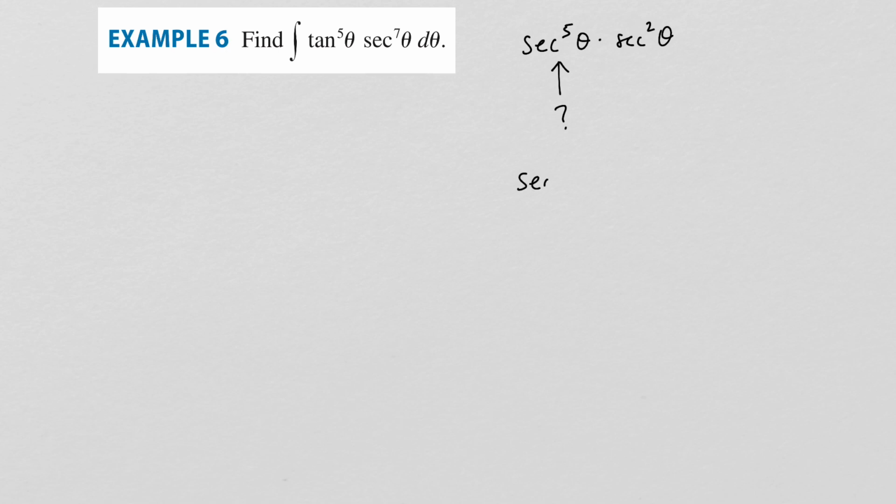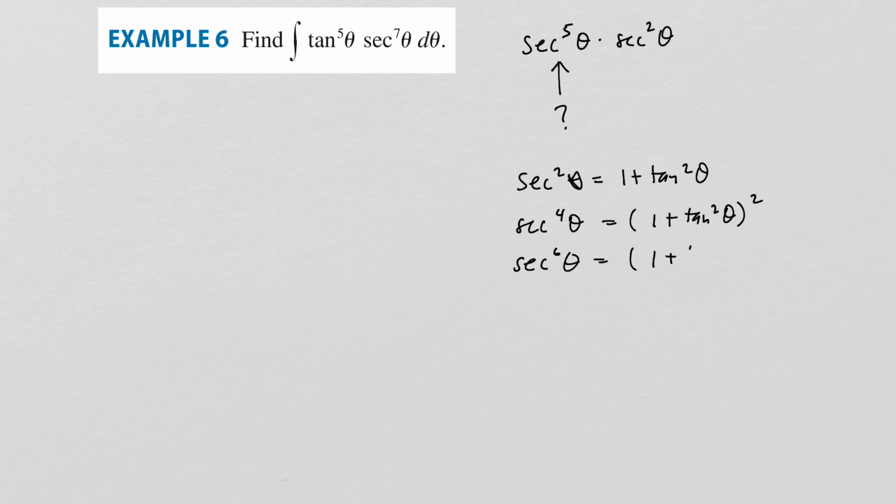So remember, we know that secant squared of theta is 1 plus tangent squared of theta. So if I have secant to the 4th power of theta, I can think of that as 1 plus tangent squared, quantity squared. Or if I have secant to the 6th power of theta, I can think of that as 1 plus tangent squared, quantity cubed, right? So if I have an even power, I can convert the power of secant into a power of tangent. But if I have an odd power, I cannot do this, okay?